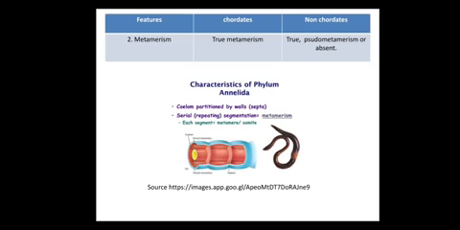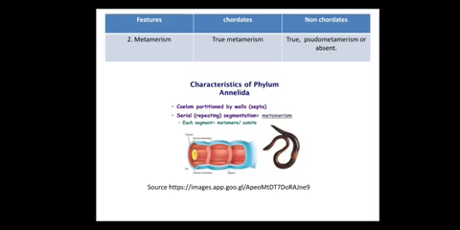The coelom is partitioned by walls, that is septa. So what is meant by coelom? Coelom is the body cavity, and that body cavity is partitioned by the wall or septa. So what are metamers? Metamers are the serial repetition of the segments. That's why this serial repetition of segments is also known as metamerism, metamers or somites.